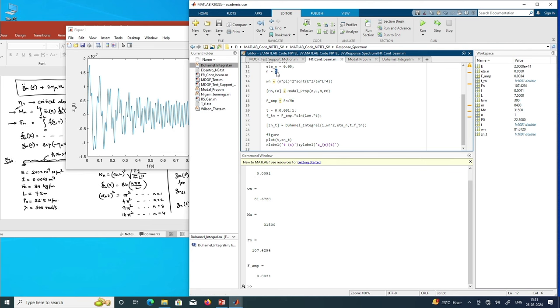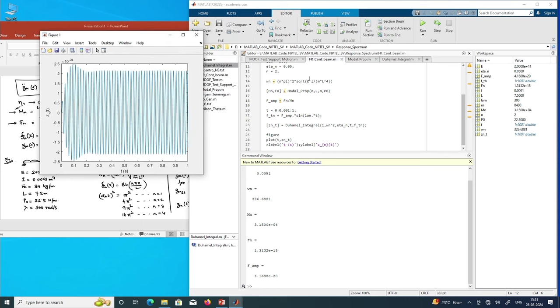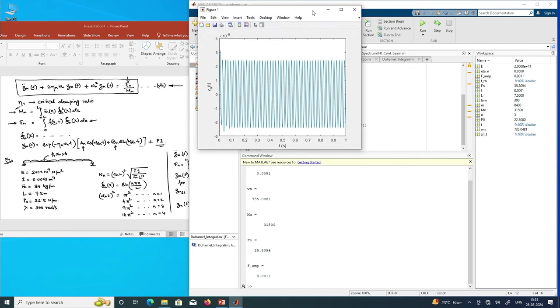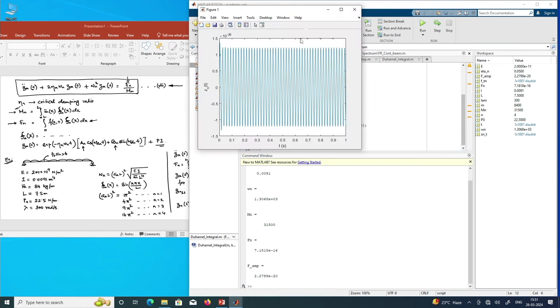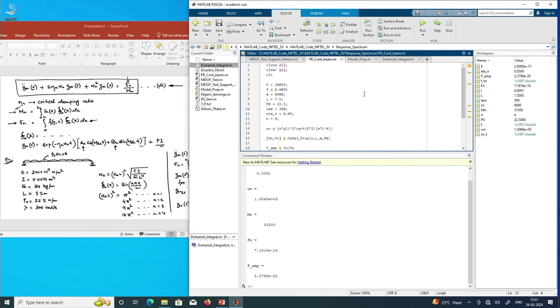Now, if we change to the second mode, we can find out the response in the second mode. Similarly, third mode, and then fourth mode. Okay. So, let us consider for the timing the first four modes. And then finally, what we have to do is combine all of them.